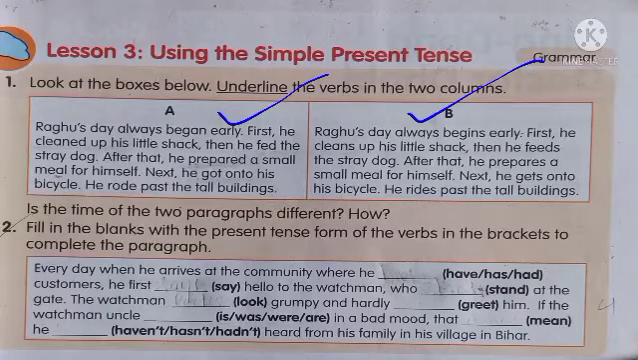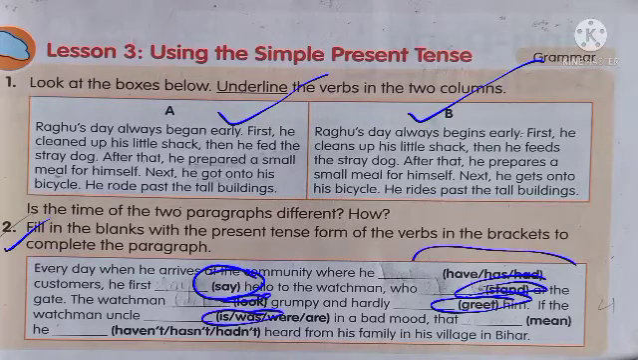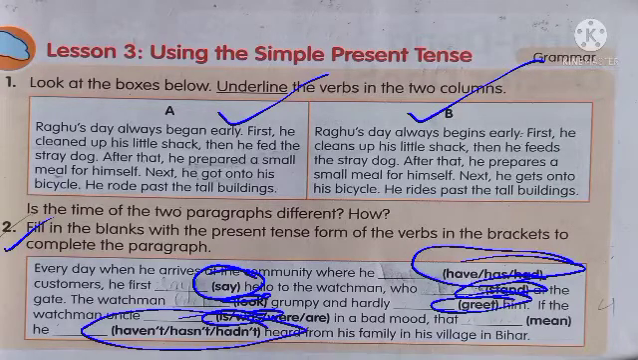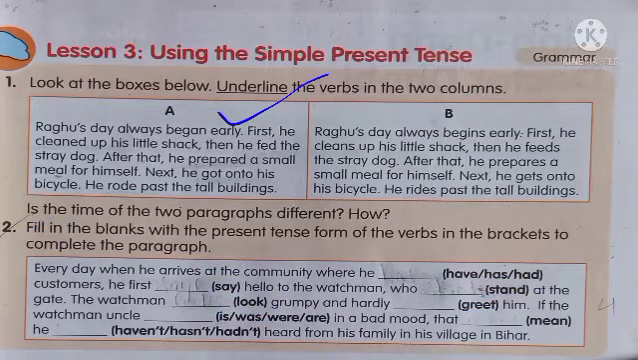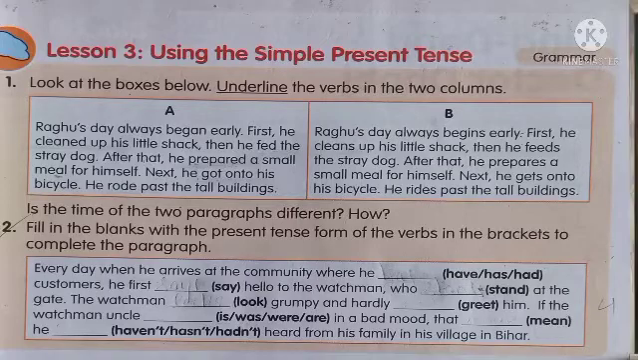And question number 2, fill in the blanks with the present tense form of the verbs in the brackets to complete the paragraph. So you have to use the present tense form of the verbs given here in the brackets, and some of them are given as choices. So you should choose and write. Do it as soon as possible by pausing the video here, everyone. I hope you have all done this. We will go for our next part.